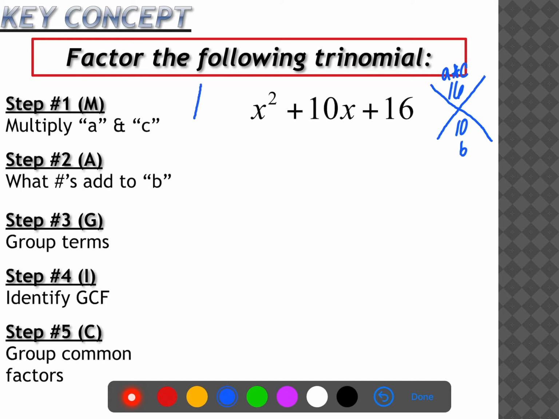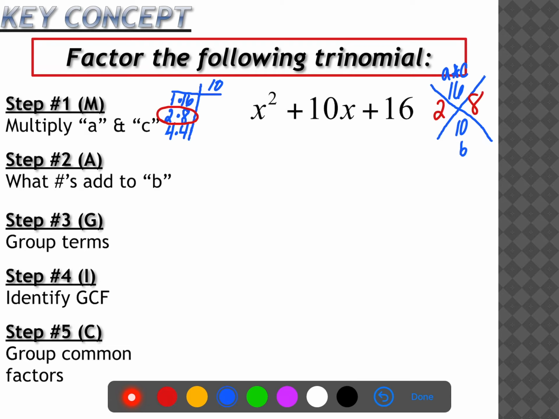When you're thinking about this, you can list the factors of 16 and then see if any of them add to 10. There's only one pair of numbers. It would be 2 and 8. So I put those numbers on the two sides of my big X. Okay, so that was steps 1 and 2.